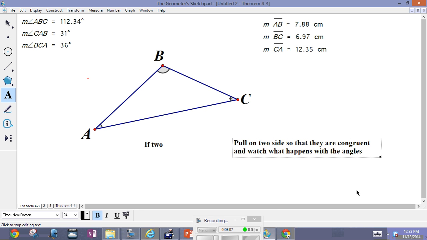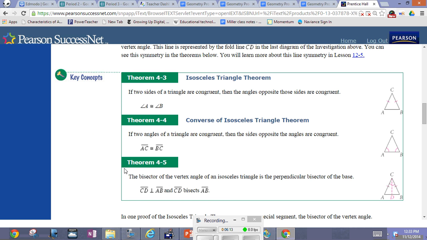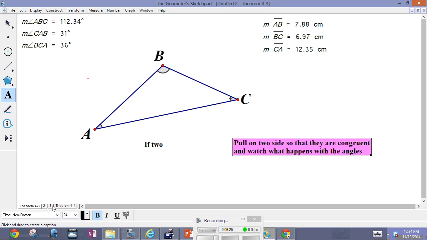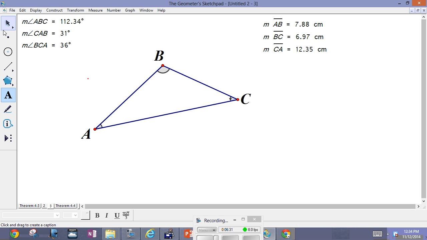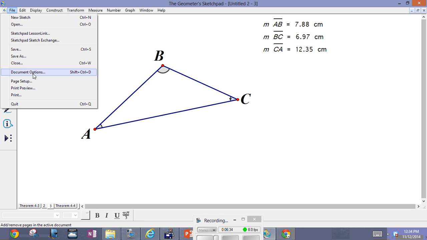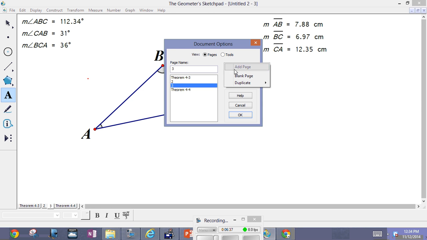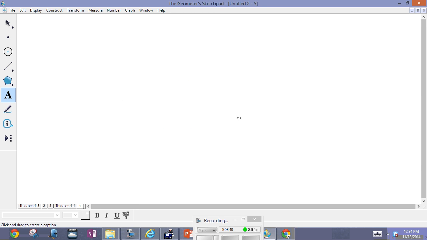Now, this other one that we want you to see is theorem 4.5. The bisector of the vertex angle of an isosceles triangle is the perpendicular bisector of the base. So in order to do that, let's come back and show you what happens. I'm going to put that in as a separate page. So I'm going to go to File, Document Options, add a blank page. I should have tagged that as theorem 4.5. So theorem 4.5, and you write the theorem.